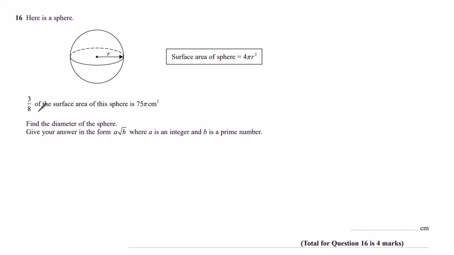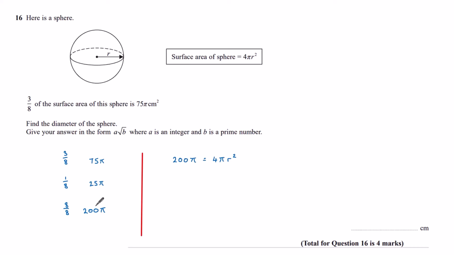Okay, so let's start with this 3/8 of the sphere is 75 pi, because ideally, since I know the surface area of the whole sphere to be 4 pi r squared, I'd like the full surface area of this sphere. And since this is a non-calculator question, I think if I write down that 3/8 is 75 pi, I can find the value of 1/8, dividing these by 3, to be 25 pi. And so now multiplying that by 8, I get the full surface area of my sphere to be 200 pi centimeter squared. Now I can use this in my surface area of a sphere equation.